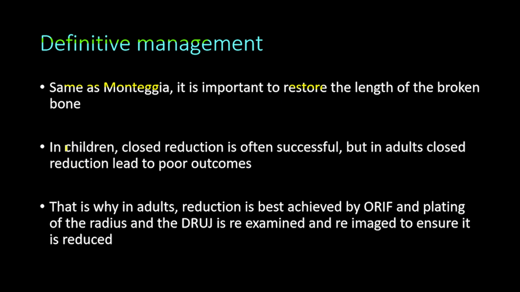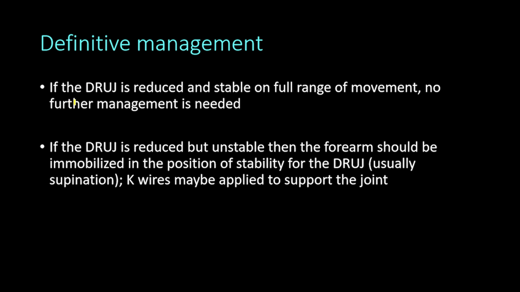Now in children, closed reduction is often successful, but in adults, closed reduction leads to poor outcomes. That is why in adults, reduction is best achieved by open reduction, internal fixation, and plating of the radius to restore its length, and the distal radioulnar joint is re-examined and re-imaged to ensure it is reduced. Now after we plate the radius, we check the DRUJ.